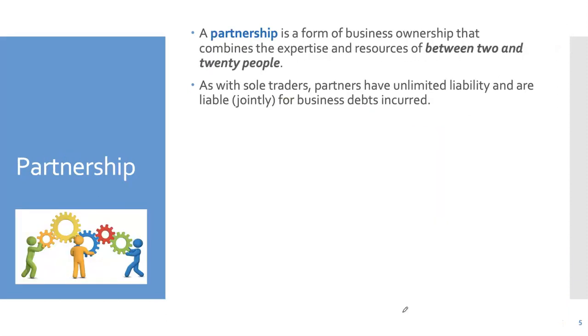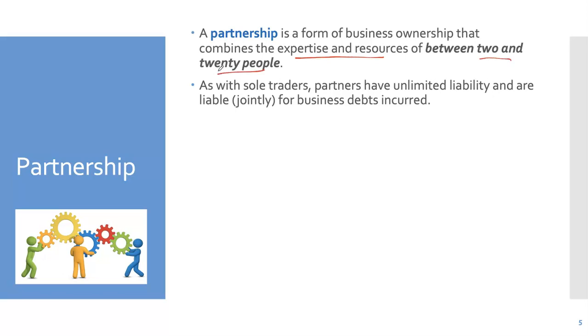So then we move into a partnership, and you'll start to see maybe a pattern here. Some of the disadvantages of one are solved by another type of business, just like a partnership solves some of the issues with a sole trader, but it comes with its own risks and disadvantages as well. So a partnership tries to overcome some of the limitations of having just one business owner. And this is a form of business ownership that combines the expertise and resources of between 2 and 20 people.